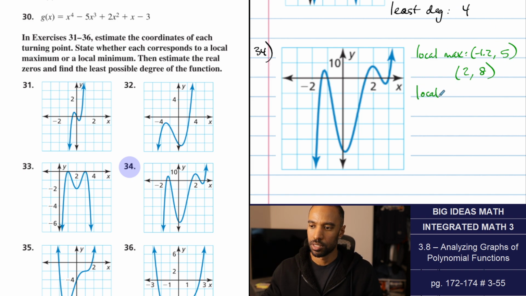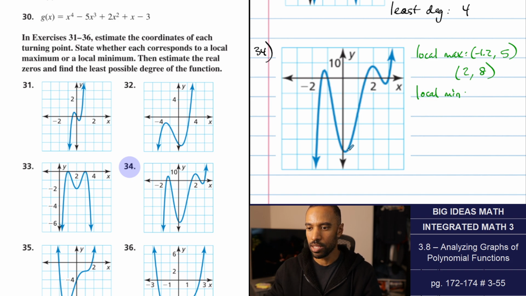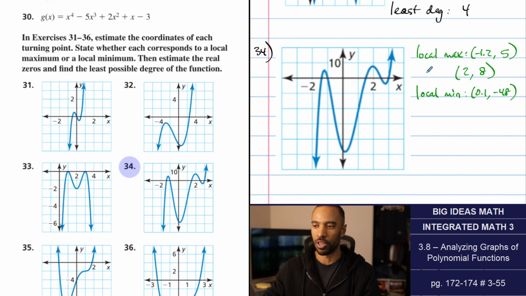Local mins, we have 1, 2 of them here. Now this one, the x value is a little more than 0 this time. Let's say at least 0.1. So 0.1 comma, these go by 10s. 10, 20, 30, 40, there's 50. So maybe like -48 or something like that, going pretty low.